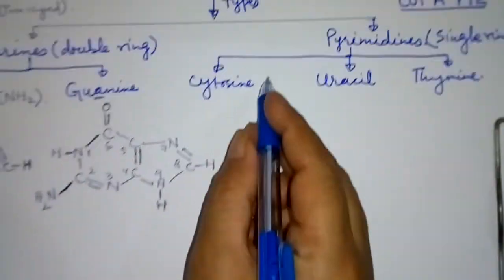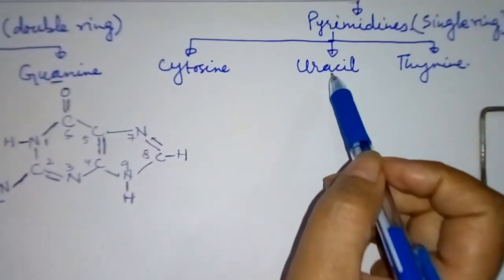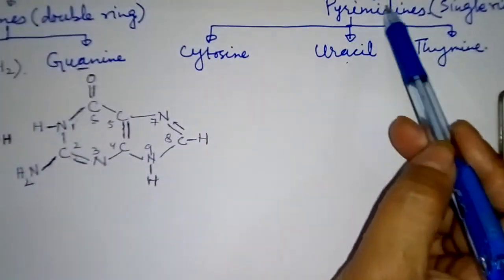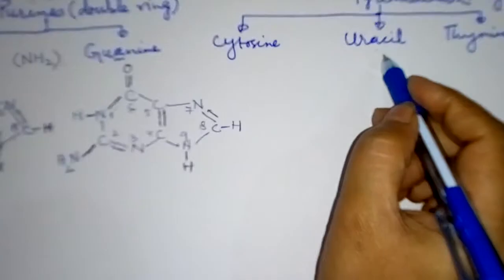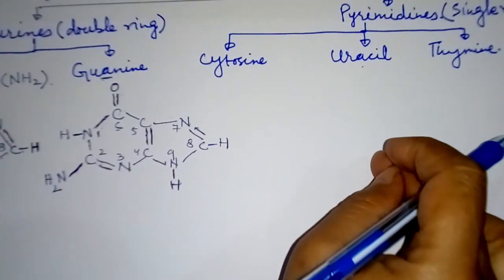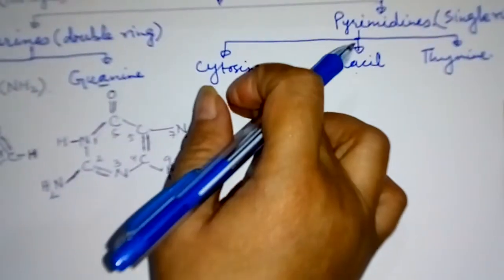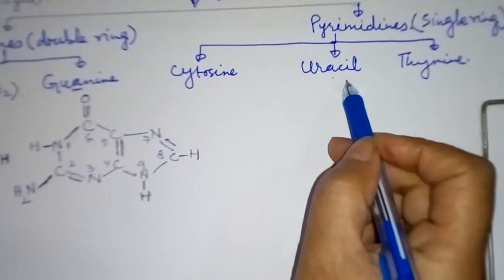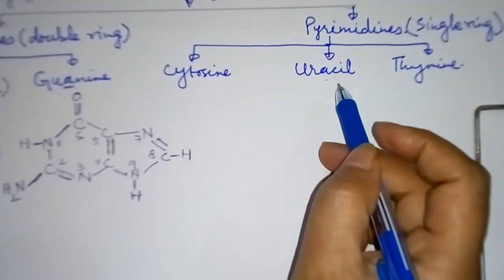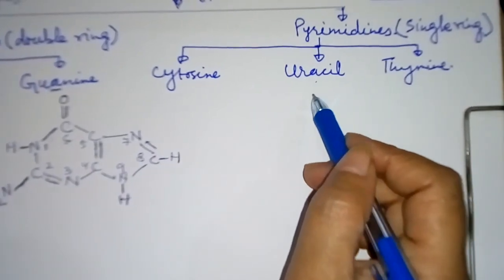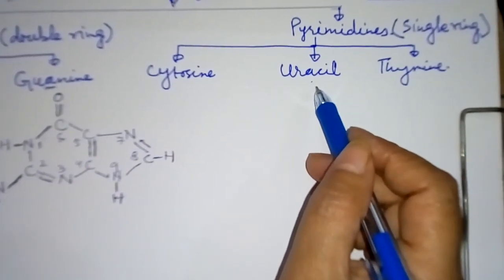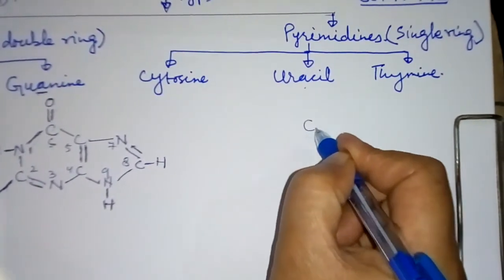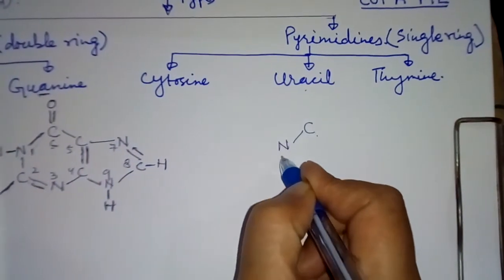Next, this is cytosine, and the other one is uracil, and the third one is thymine, and all of them are included in pyrimidines. But students, you have to memorize only the structure of uracil, then you can easily write the structure of both cytosine and thymine. The structure of uracil has 2 oxygens, or it is a dioxy structure, and it is a single ring structure, a hexagonal structure. Let me complete it first.